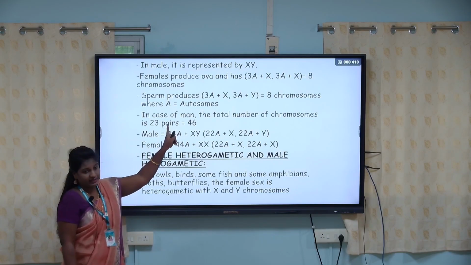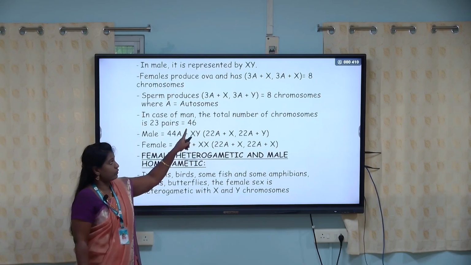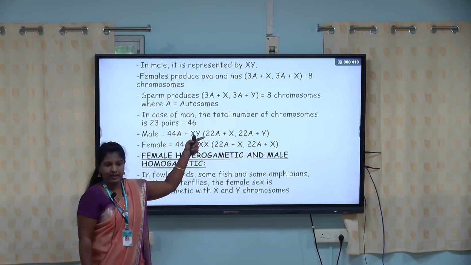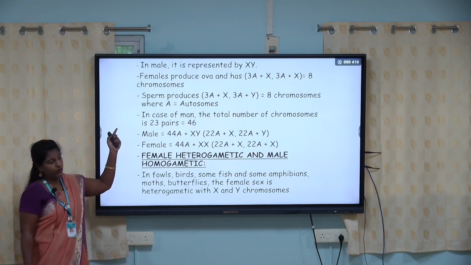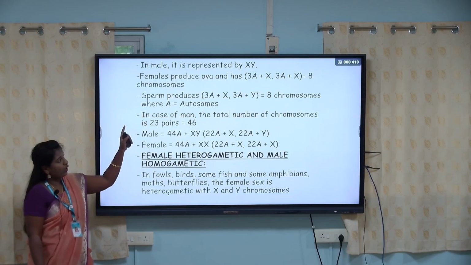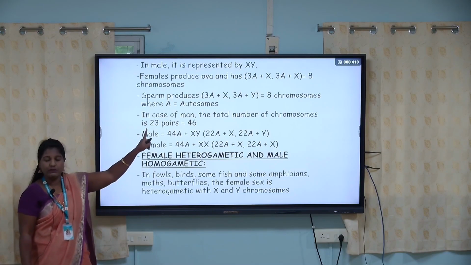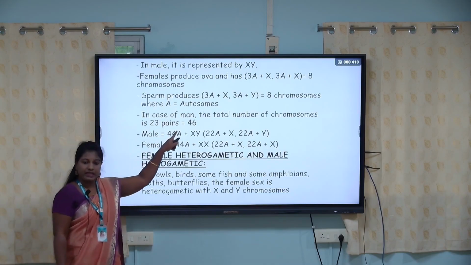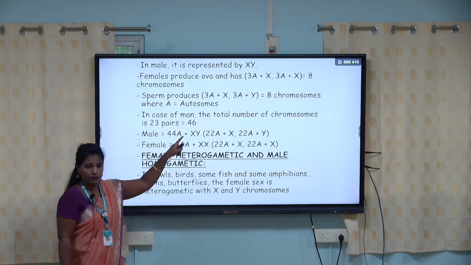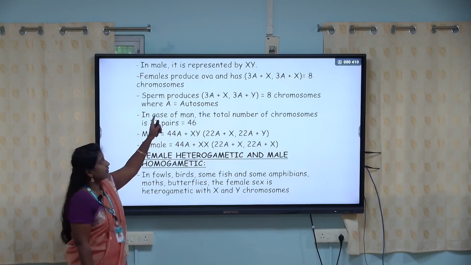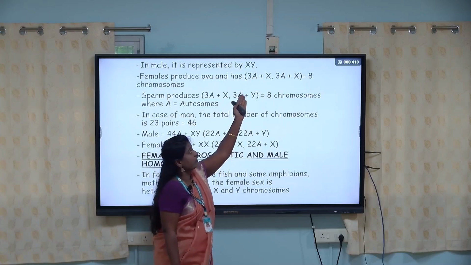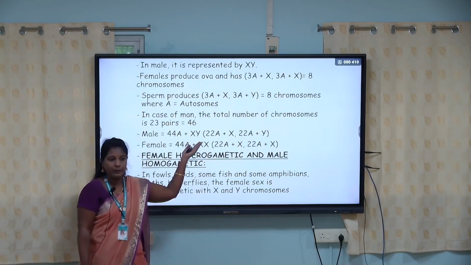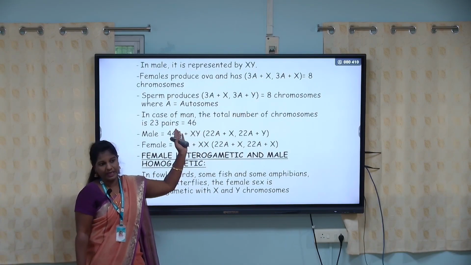So 3 autosomes plus 3 autosomes contribute to 6 autosomes, and the remaining 2 X chromosomes are added together, so totally 8 chromosomes. For sperm, that is for male Drosophila, it has the combination of 3 autosomes plus X chromosome, which is the sex chromosome, and 3 autosomes plus Y chromosome, which is another sex chromosome. So either of these can combine with the ova to form a new individual. The total count will be 8 chromosomes.